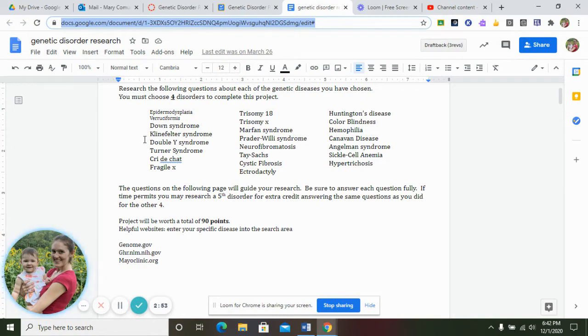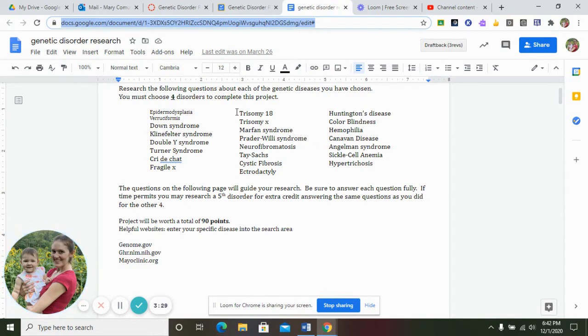Down syndrome is an intellectual impairment and some physical abnormalities. Klinefelter syndrome affects male physical and cognitive development. Double Y syndrome is where the boys are given an extra Y chromosome, so they would be XYY. Turner syndrome affects female development. Cri du chat is a high-pitched cry like a cat. They have intellectual disabilities and delayed development. Fragile X is an intellectual disability where part of the X chromosome is maybe broken off.